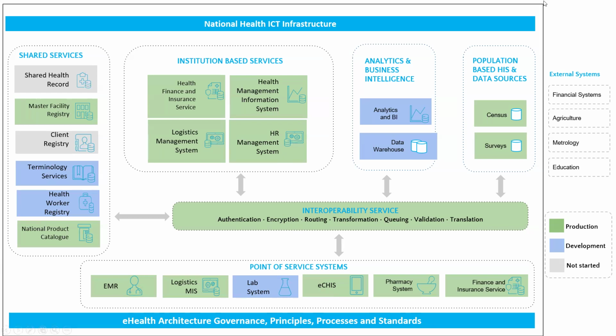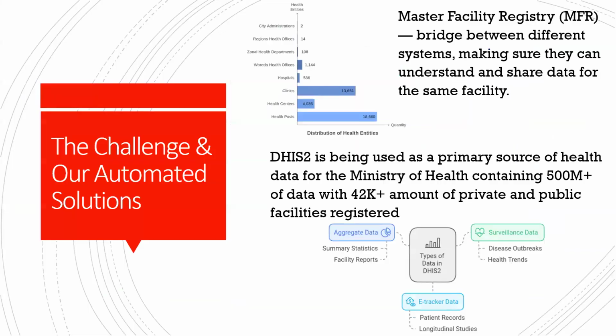So outside of this box, we have the external systems. For example, we have a national ID called FIDA, where we are going to integrate the health system with the external system, as well as the financial system. We have a lot of financial systems in the country. We also have, for climate, the meteorology, and education. So they communicate in this part. So this is the overall architecture of the Ethiopian health system.